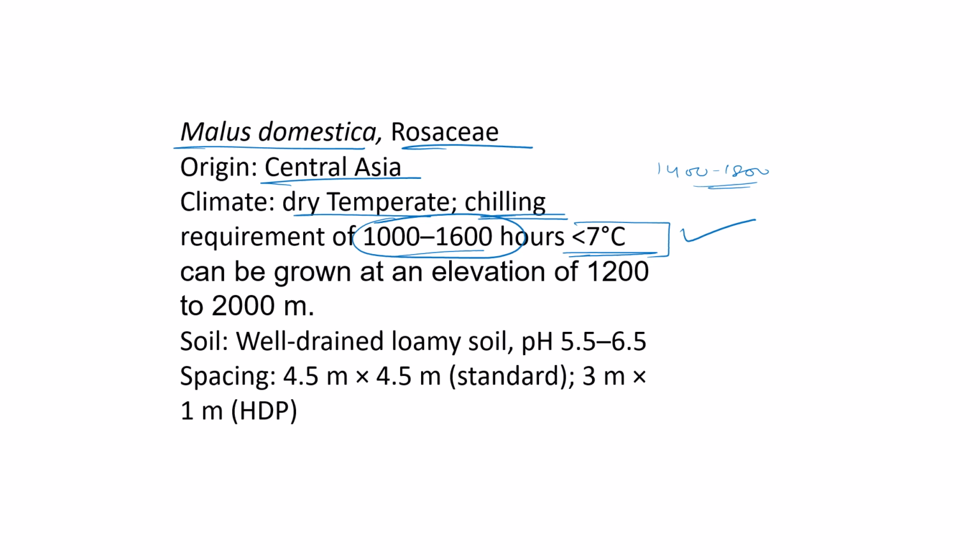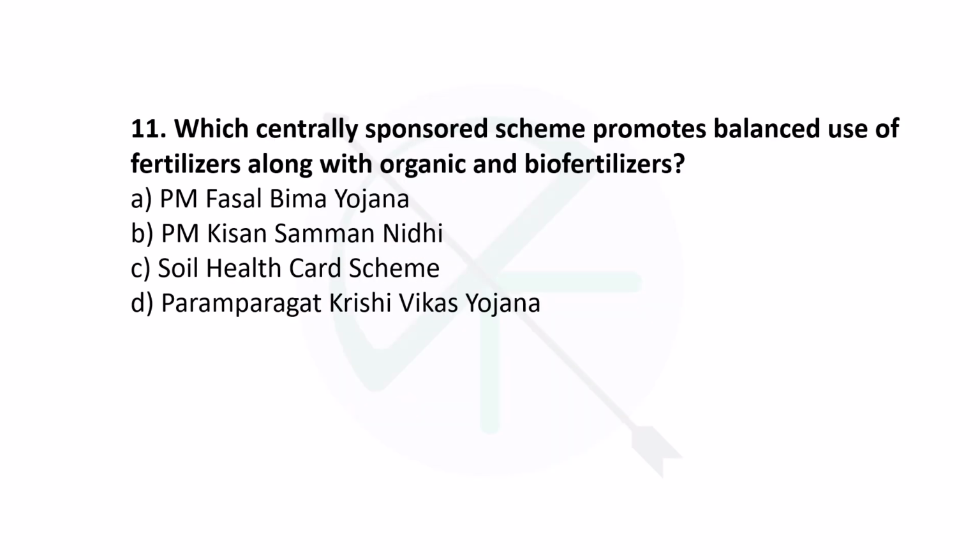It can be grown at an elevation of 1200 to 2000 meters. Well-drained loamy soil is required, with 5.5 to 6.5 pH. Standard varieties need 4.5 by 4.5 spacing, but high density planting can be done at 3 by 1 meter spacing.